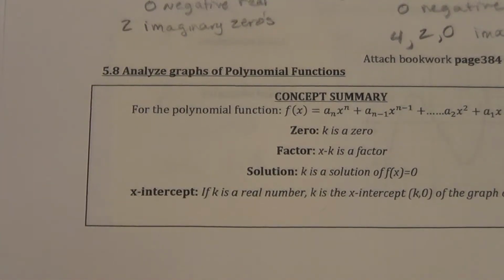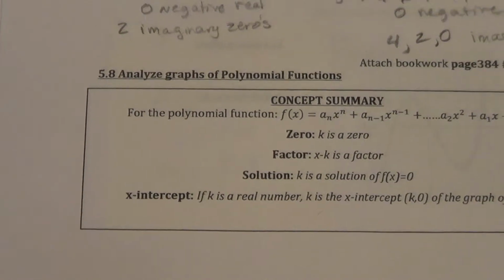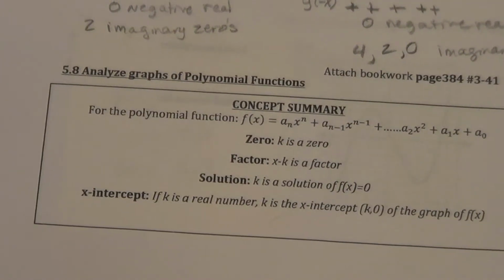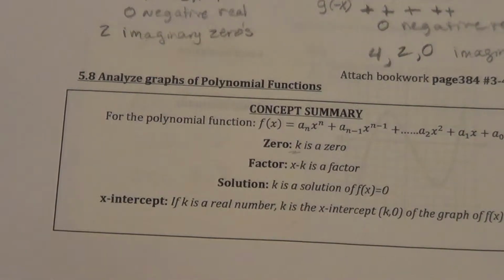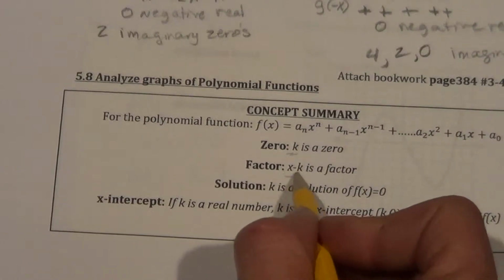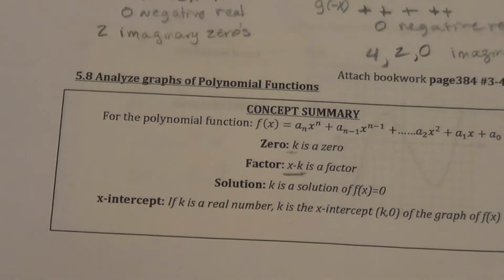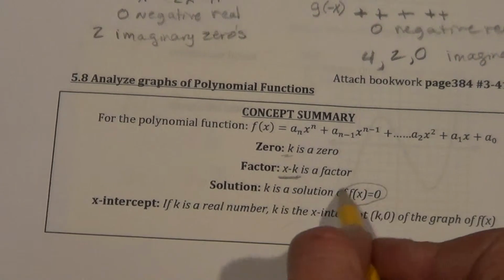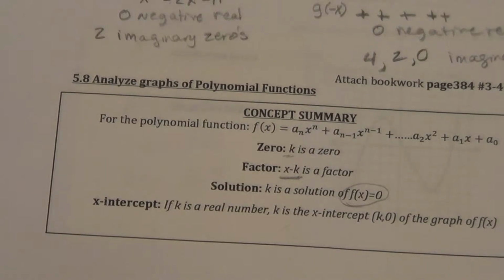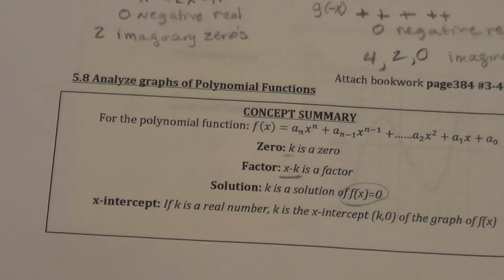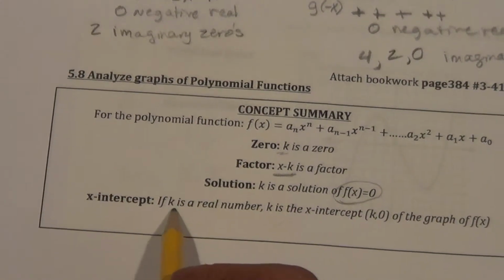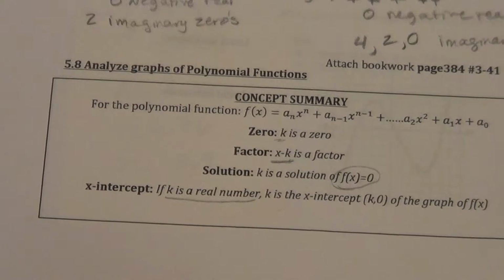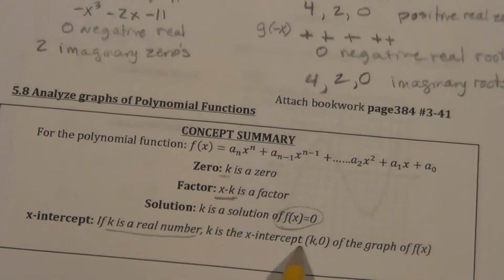In this section, we're simply pulling everything that we've done together. We know that the zeros are the k value that equals 0. The factors are x minus k. And then the solution: k is a solution if f of x equals 0 when we plug it in, or if the remainder is 0. The x-intercept, if k is a real number, is k, 0 on the graph.